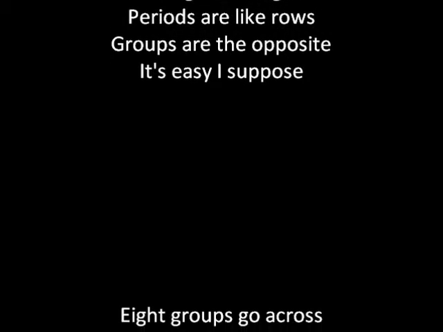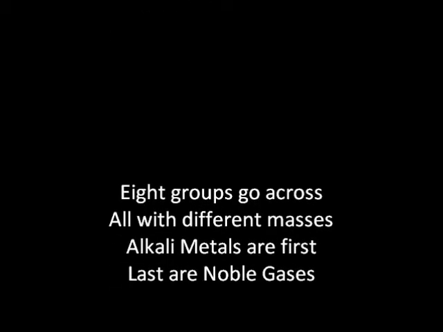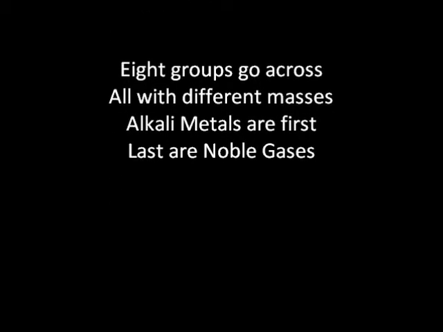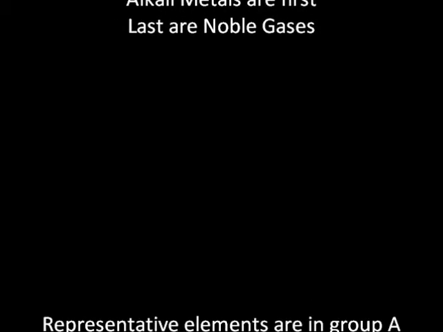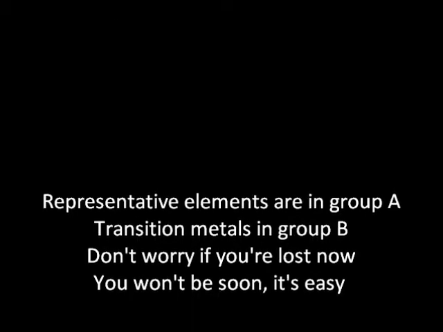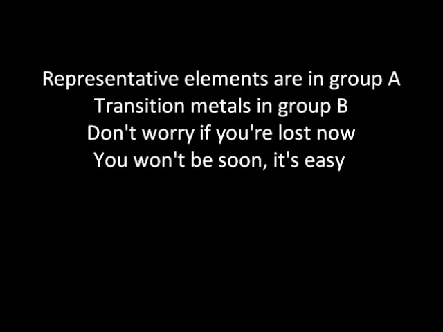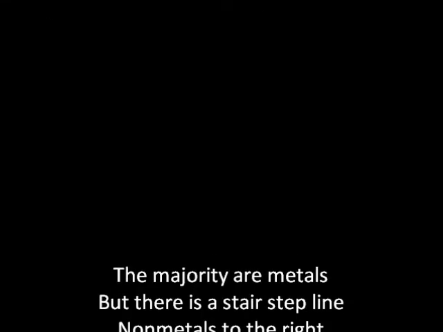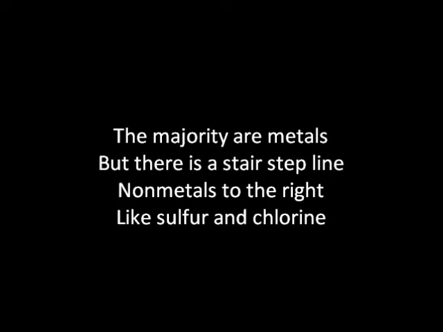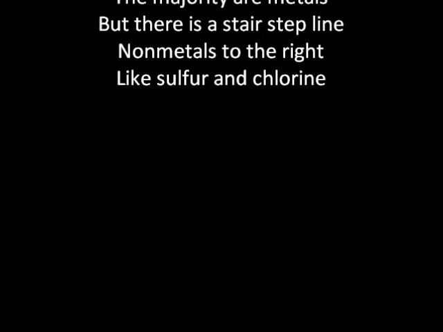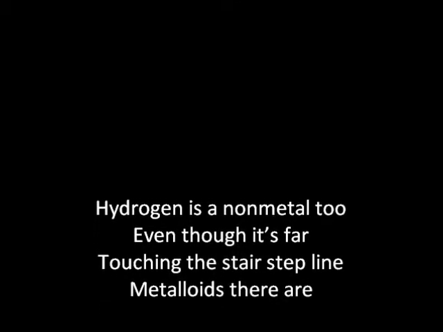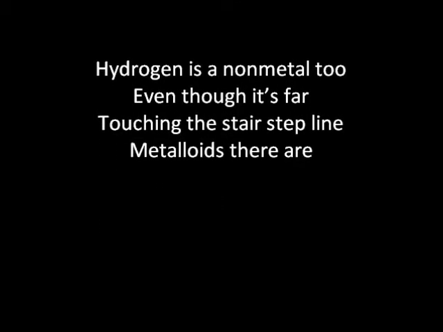Going left to right, periods are like rows, groups are the opposite, it's easy I suppose. 8 groups go across, all with different masses, alkali metals first, and last are noble gases. Representative elements are in group A, transition metals in group B. Don't worry if you're lost now, you won't be soon, it's easy. The majority are metals, but there's a stair-step line, non-metals to the right like sulfur and chlorine. Hydrogen's a non-metal too, even though it's far, touching the stair-step line, metalloids there are.